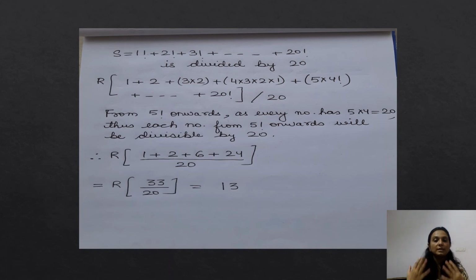Which means only the first 4 numbers, which is 1 factorial, 2 factorial, 3 factorial and 4 factorial, we need to find the remainder, because the rest of the numbers would be divisible by 20. So your 1 factorial is 1, 2 factorial is 2, 3 factorial is 6 and 4 factorial is 24. So your remainder when 33 is divided by 20 would be 13. Simple question. We should just know what is n factorial and then we can get the answer.